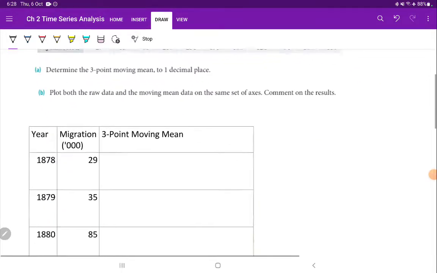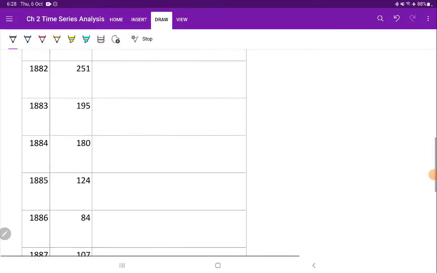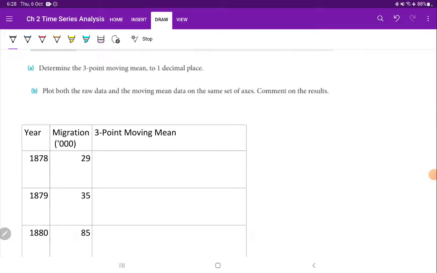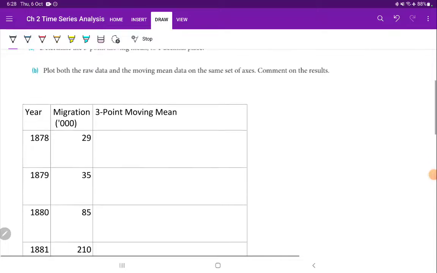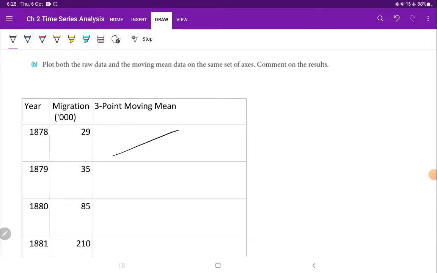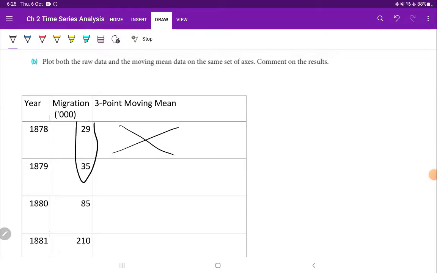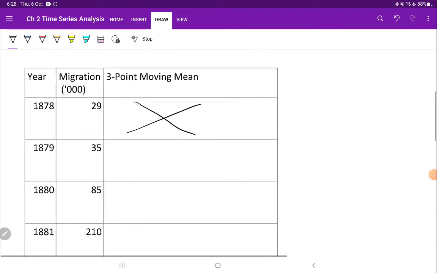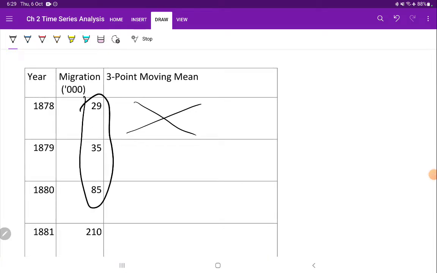Now I'm going to do this as a big column table, so you can see I've already redrawn the table. Give myself plenty of room to write my working out in here. But the first thing I'm going to do is I'm going to say, well, sorry, 1878, there's not going to be anything in there. And the reason for that is that there aren't 3 numbers to choose from. There's only 2, because there is no number here. However, for 1879, it's going to be perfectly fine. We're going to be using these 3 numbers.